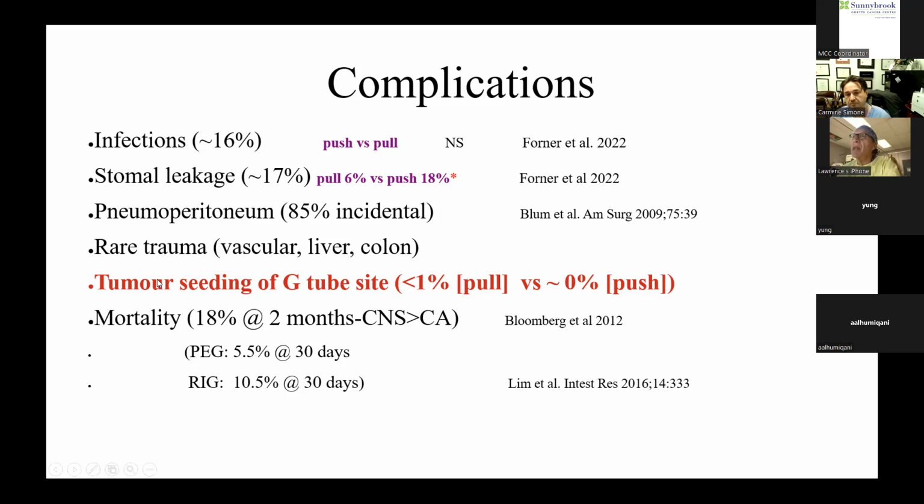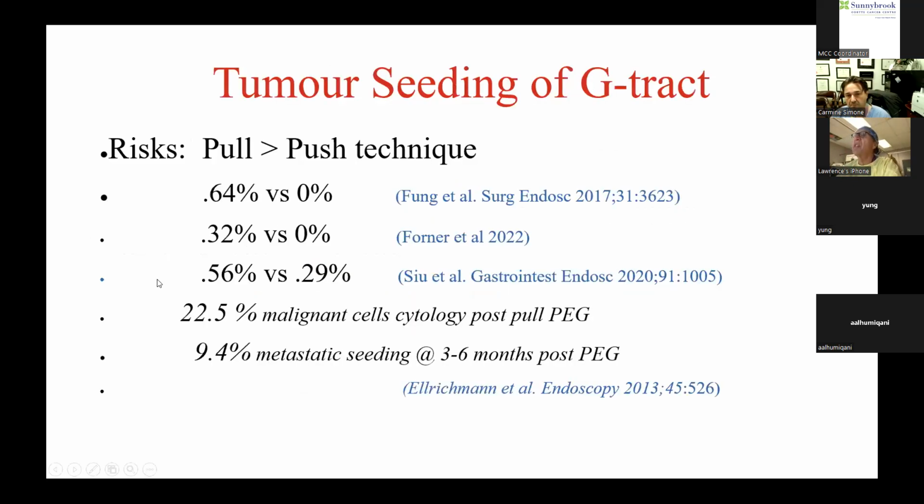But let me just talk about the thing that is alarming to me, tumor seeding. It seems that the pull technique is greater than the push. Like our endoscopic technique, more than Robyn's technique, is a greater risk for tumor seeding. Why? Because we're pulling the tube down through the tumor, grabbing cells and feeding it through the tract. So our colleagues, David Forner, reported a 0.32% risk versus no risk with the radiological. So the pull, our endoscopic technique, all less than 1%.